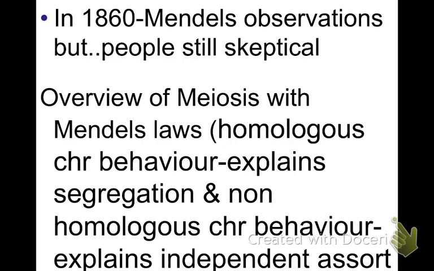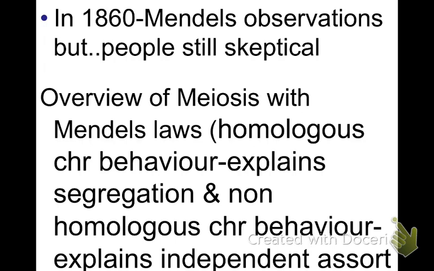Okay, this was the time of 1860, and Mendel's observations were put forward. People were aware of the Mendelian ratio of monohybrid cross, dihybrid cross, the Punnett square, and the different inheritance patterns that he drew a parallel from the pea plant, and yet people were still skeptical.